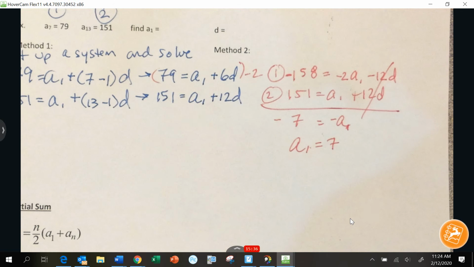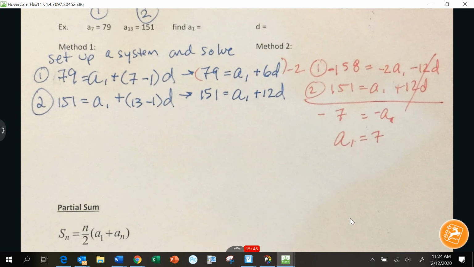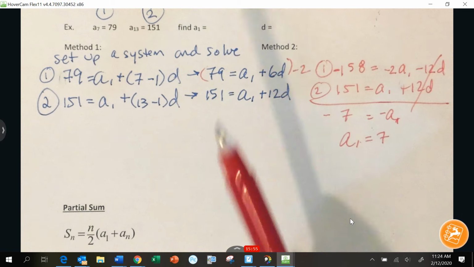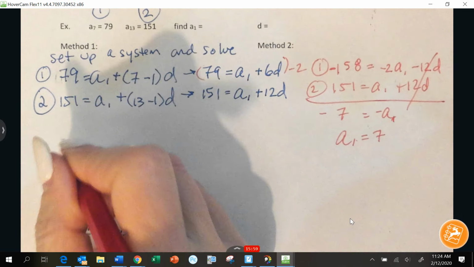Did you get a sub 1 equals 7? Did I make a mistake? Did we do it right? Okay, so we already know one of them. Now what do we do to get the other one? Plug it into where? Into what? 1 or 2, right? Which one do you want to do? 1? Okay. Plug in 1.